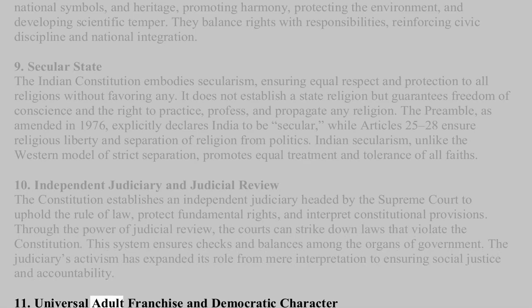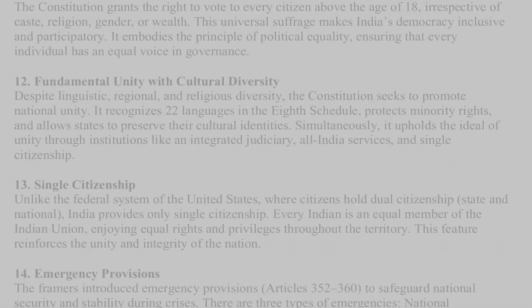11. Universal adult franchise and democratic character. The Constitution grants the right to vote to every citizen above the age of 18, irrespective of caste, religion, gender, or wealth. This universal suffrage makes India's democracy inclusive and participatory. It embodies the principle of political equality, ensuring that every individual has an equal voice in governance.